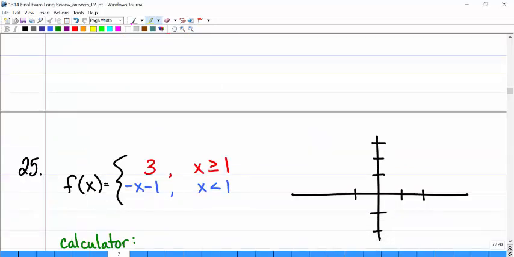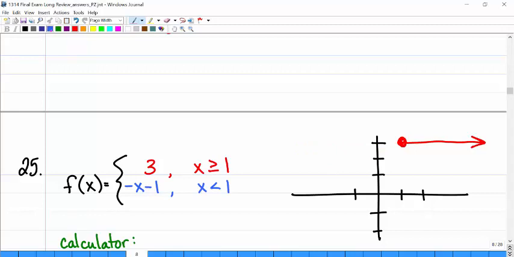Okay, number 25 wants you to graph the piecewise function. If you notice, for x's that are greater than or equal to 1, it wants the line y equals 3. Y equals 3 is a horizontal line, but it only wants it for x's that are bigger than or equal to 1. So from here to the right. So I'm going to erase the rest of it.